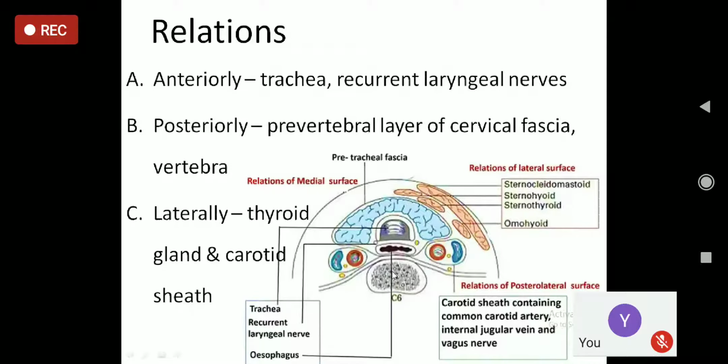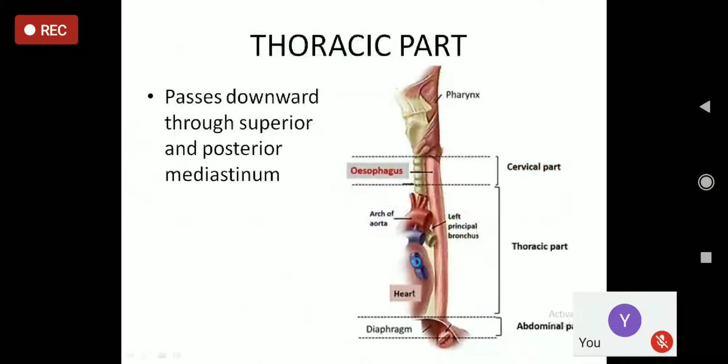Posteriorly, it is related with the prevertebral layer of cervical fascia. It is actually the extension of the cervical fascia, which is the fascia present around the neck. One of the layers is the prevertebral layer, which lies in front of the vertebral column. Posteriorly, it is related with the prevertebral layer of cervical fascia as well as the vertebral column, and the pre- and paravertebral muscles, which include longus colli muscles, are also present on the posterior aspect.